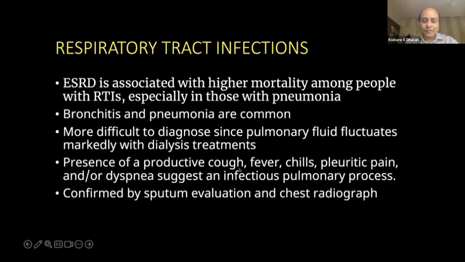So the presence of a productive cough with yellowish sputum, or hemoptysis, or fever, chills, pleuritic pain, or dyspnea suggests an infectious pulmonary process, which is confirmed by blood tests, sputum evaluation, and chest radiograph.